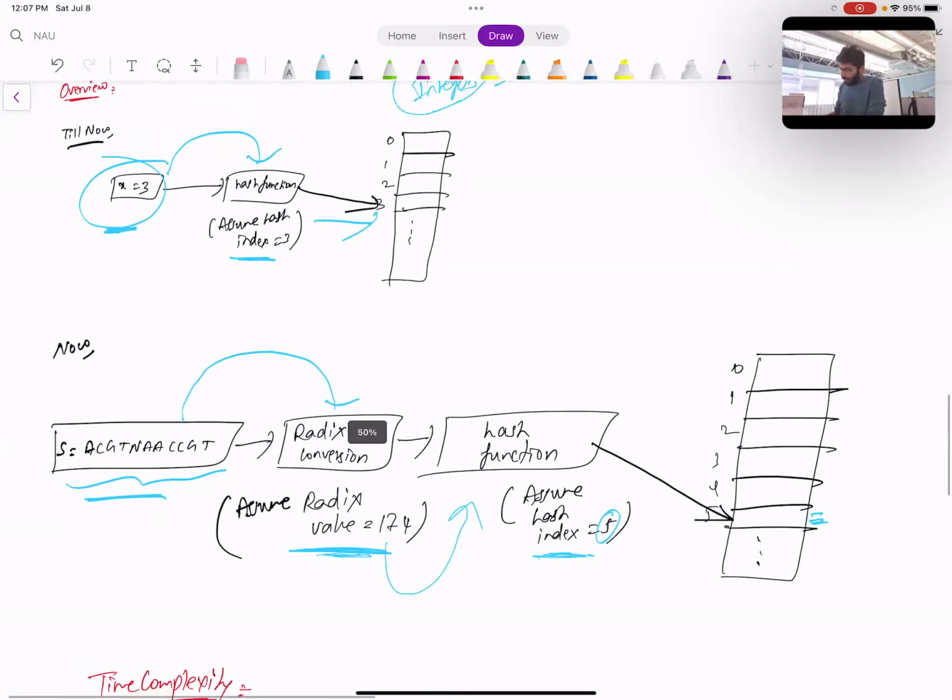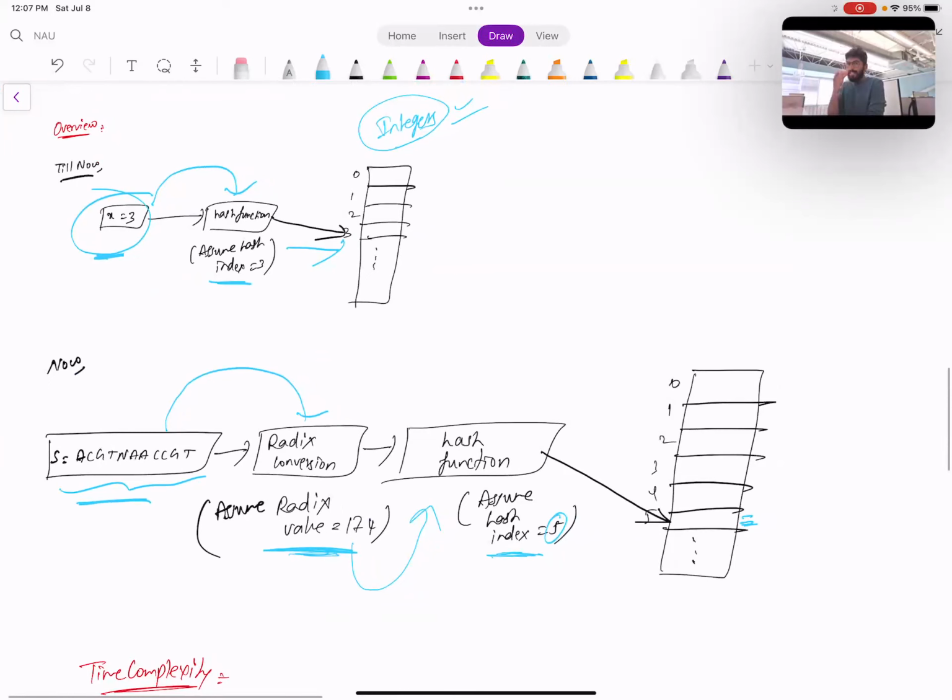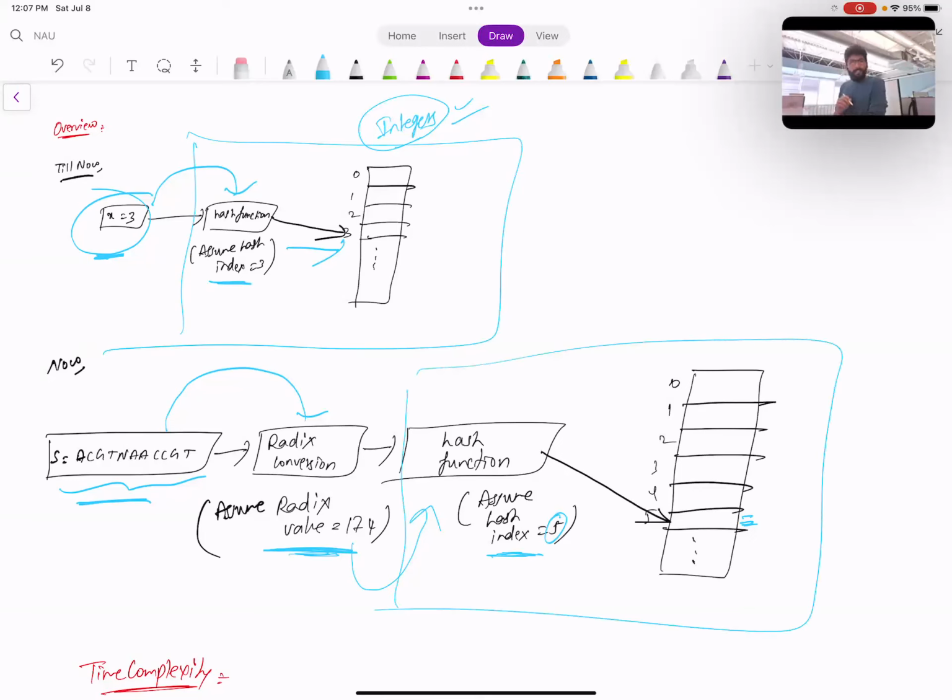So if you compare hashing in integers and hashing in strings, this step is common: the hash function and the hash table. Now what is changing here? Only the input to the hash function is changing. In this case, we directly passed integers, but here we are dealing with strings, converting them to a radix value, and then passing it to the hash function. This is how hashing will be done in strings. This is what we would be doing in our homework assignments as well when we deal with hash tables.